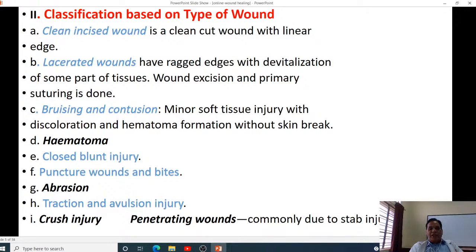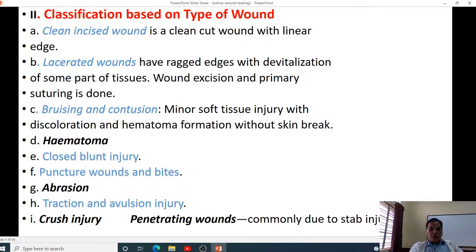Contused lacerated wound. That is a common finding. CLW means there is contusion as well as the wound is lacerated. That means the periphery of the wound is more affected. Next comes the commonest, hematoma. Again in hematoma, the skin is not broken. So these are all different classifications. Closed blunt injury: nothing can be seen from outside, but there is a deeper injury.